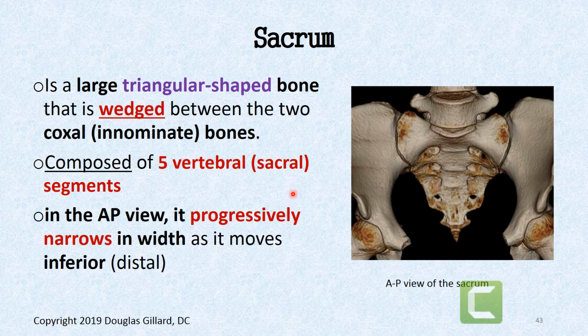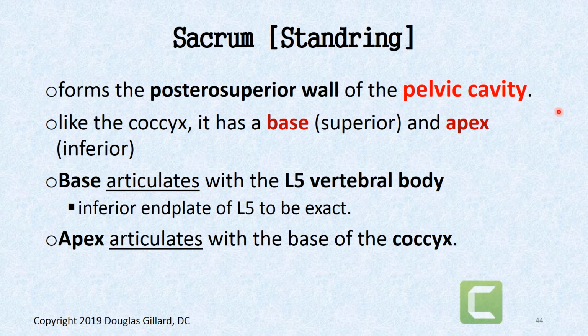It's also, just like the lumbar spine, composed of 5 sacral segments. They're really vertebrae when you start out as a little dude, and they fuse into one block as you get older. And you can see it progressively narrow, so it's kind of like an upside-down triangle. And it forms the posterior superior wall of the pelvic cavity. Kind of looked at that pelvic cavity view last time.